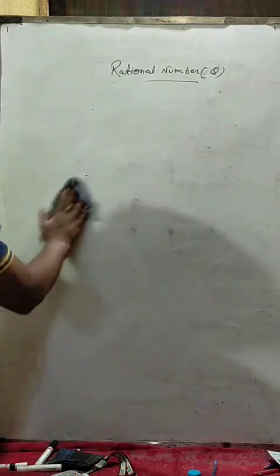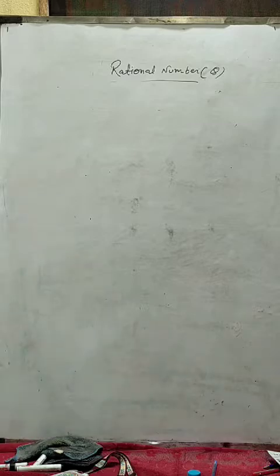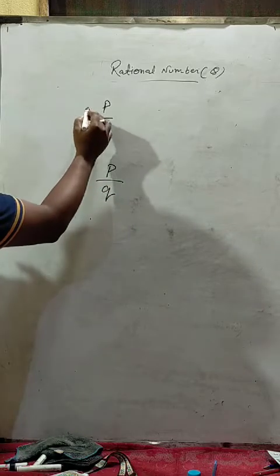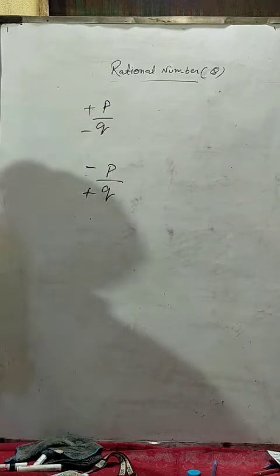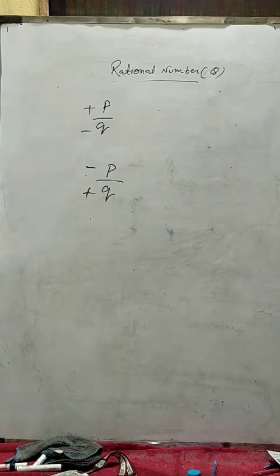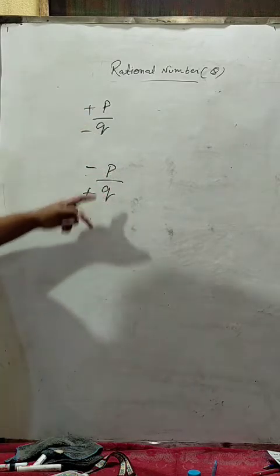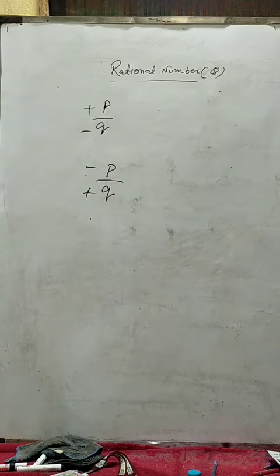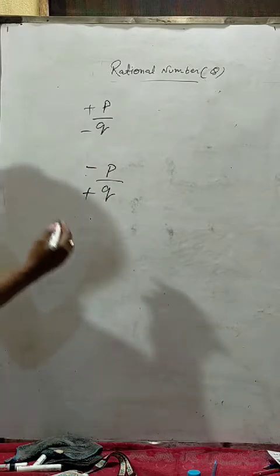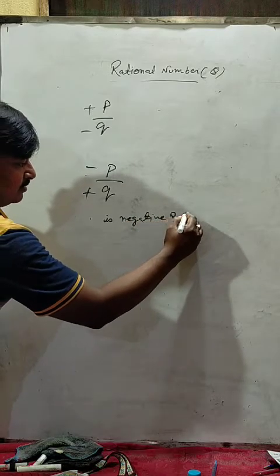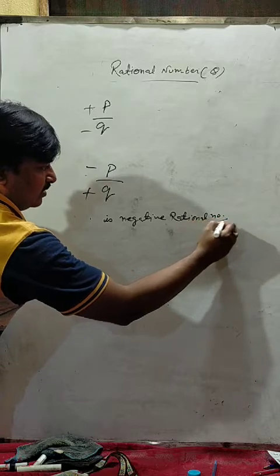Next fact is the negative rational number. Suppose this is p and this is q: one is positive, one is negative. A rational number is said to be negative if its numerator and denominator have different signs, that is, opposite signs. Such a number is called a negative rational number. Got it?